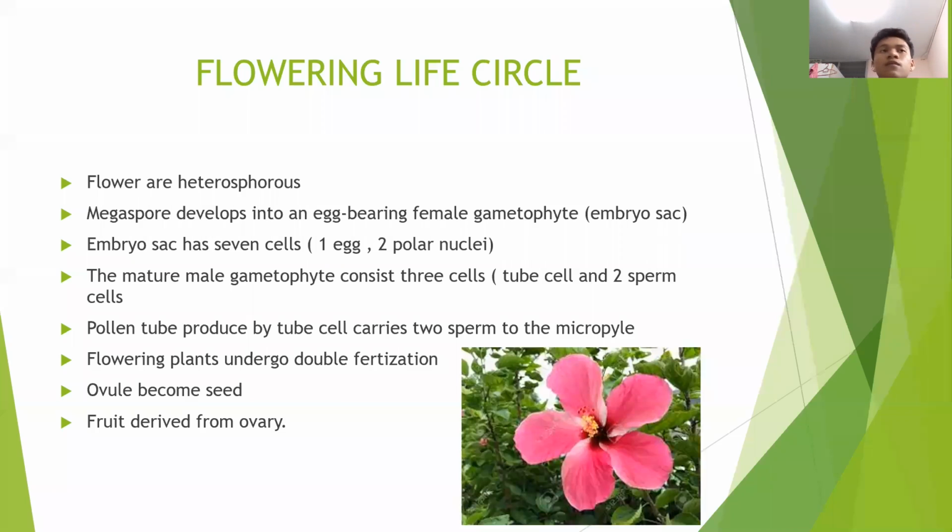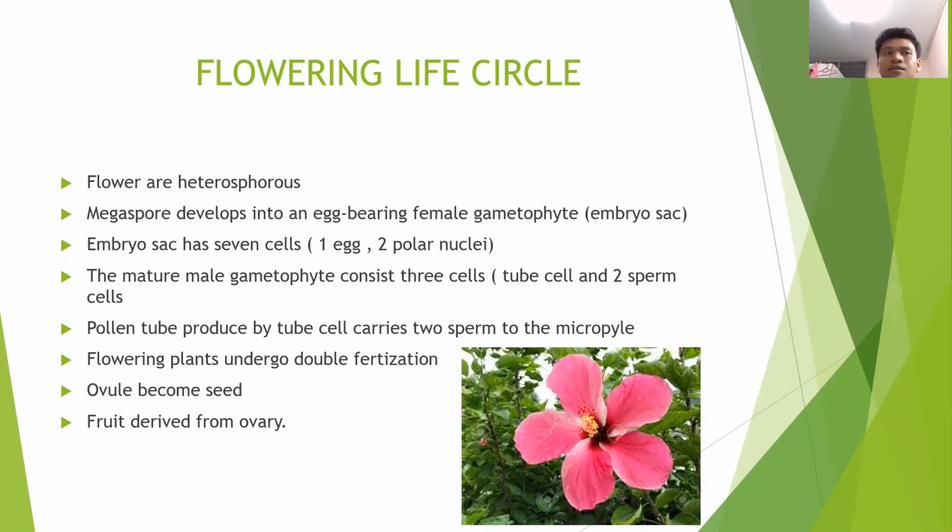Okay, we go to the flower life cycle. Flowering plants are heterosporous, which means they produce two types of spores. Megaspores, located in an ovule within an ovary, develop into an egg-bearing female gametophyte, which is called the embryo sac. The embryo sac has 7 cells, 1 egg and 2 polar nuclei. The mature male gametophyte consists of only 3 cells, the tube cell and 2 sperm cells.